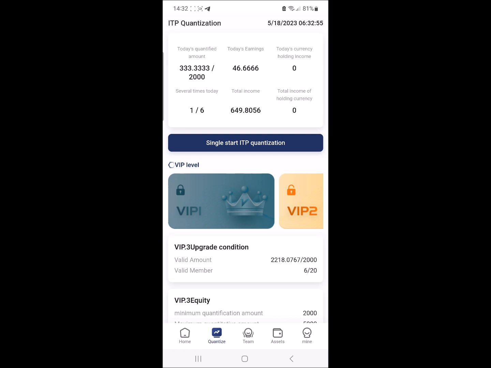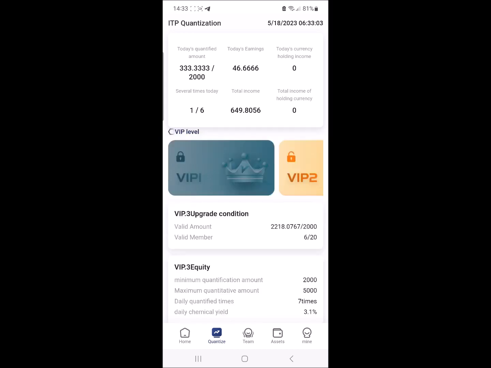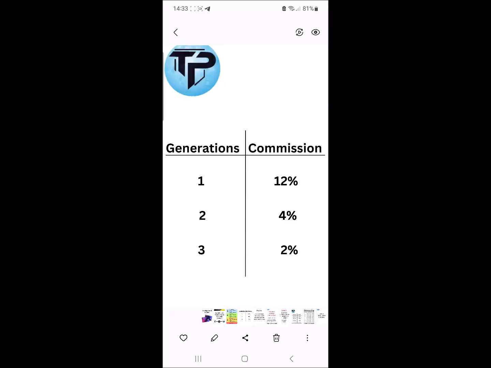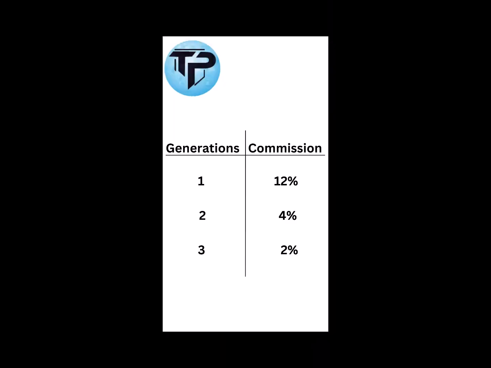Okay, so I've done 5 of the spins so far. I'm on $46.66. I'm going to tap it again. So we're going to do the last trade there, and go back to the presentation here.